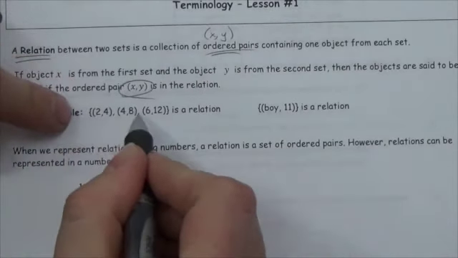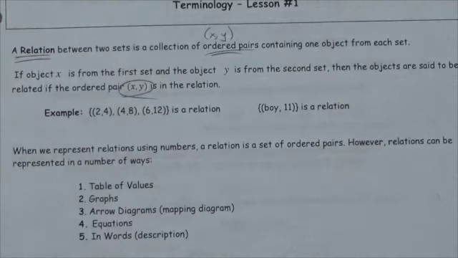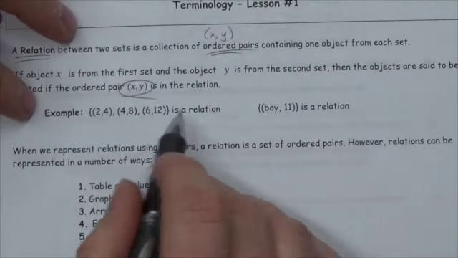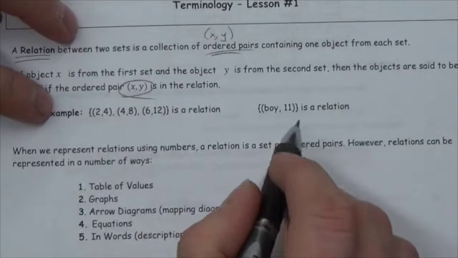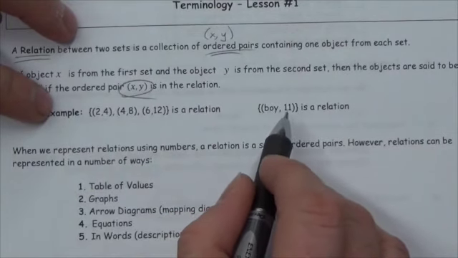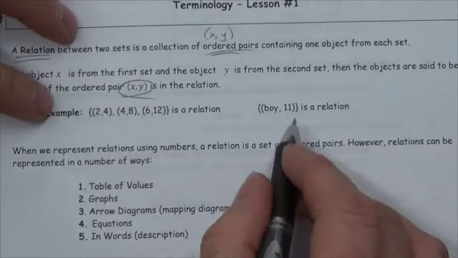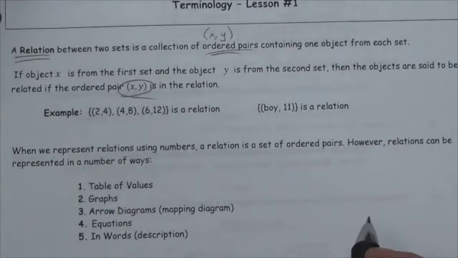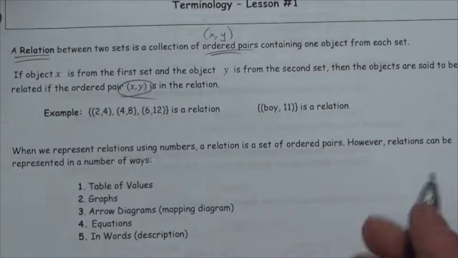And we use this little set notation because that's what a relation is. It's a set of points. But it doesn't have to be a relationship between numbers. It can be something like this, boy comma 11. And even just one all by itself, that's a relation. It doesn't have to be very complicated, although they can get to be quite complicated.